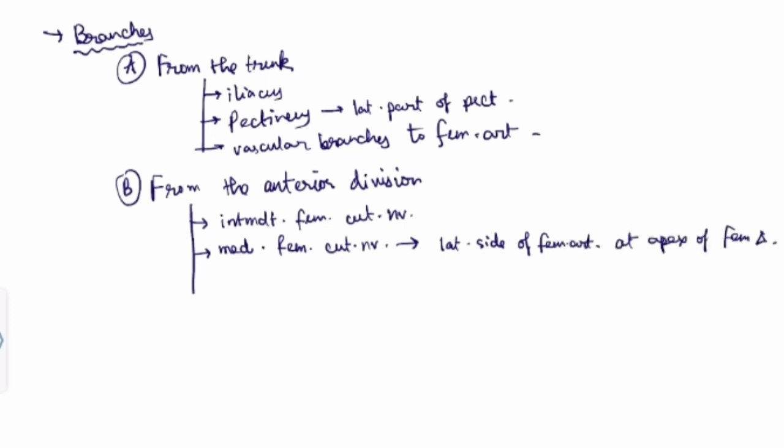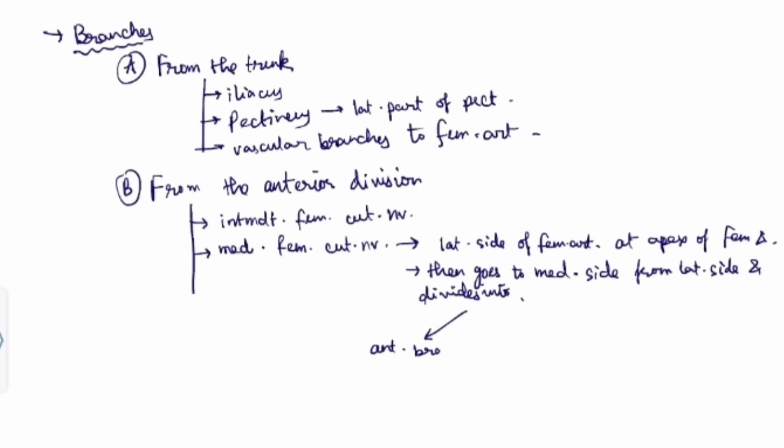From there, it goes from the lateral side to the medial side, and divides into anterior and posterior branches. Don't get confused. These are the anterior and posterior branches of the medial femoral cutaneous nerve, which is a branch of the anterior division of the femoral nerve. I know, it sounds like too much. I'm also feeling it, but it's confusing yet important.